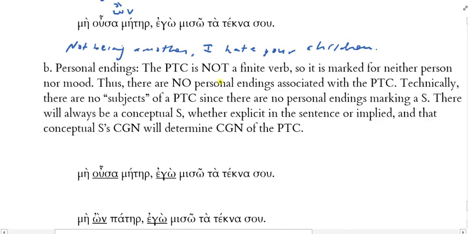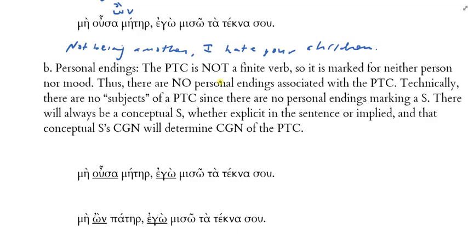All right. Now, last couple things here. Personal endings. The participle is not a finite verb, so it's not marked for person. It's not marked for mood. When we talk about the participle, we're technically not talking about a mood. It's just a verbal form. Because it's not a finite verb form, it is not going to have personal endings. Technically, then, there are no subjects, because personal endings always mark what? They mark the subject. And if there's no personal endings, there can't technically be a grammatical subject. In the discourse, though, there will be a conceptual subject.